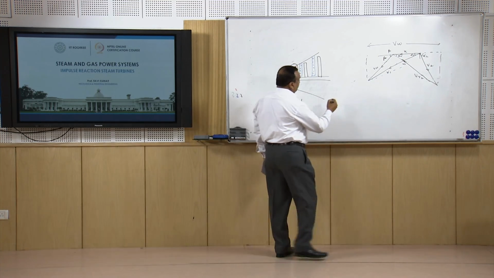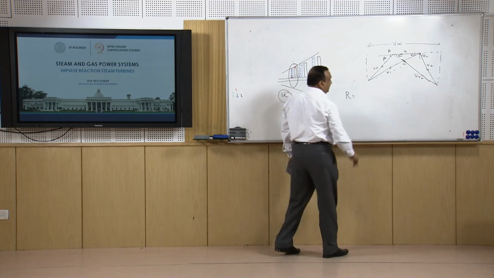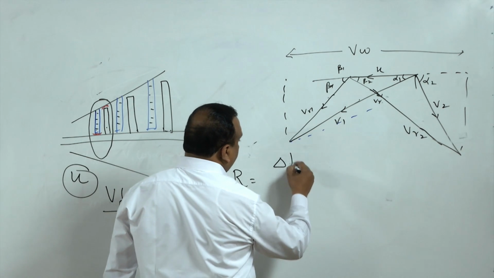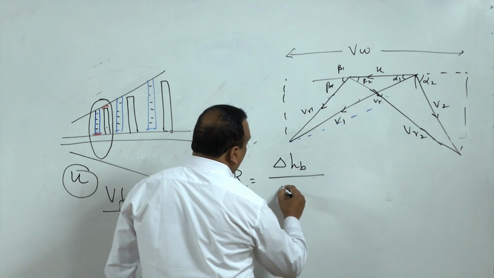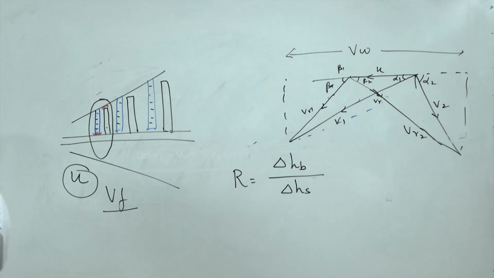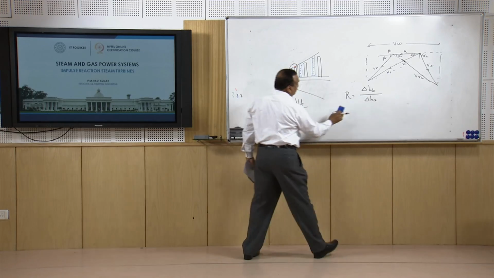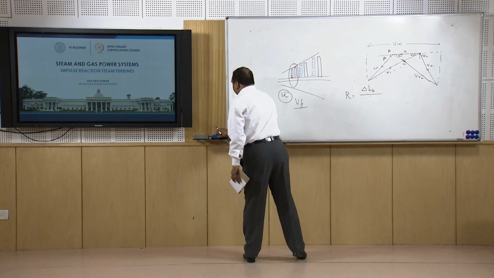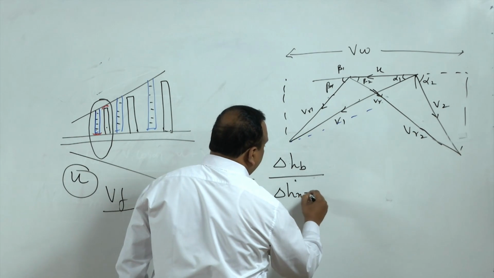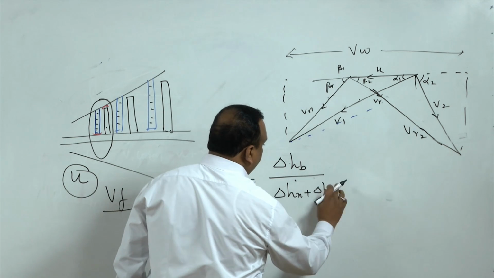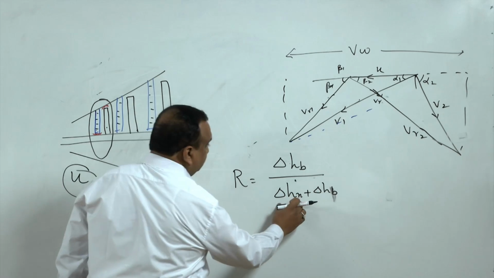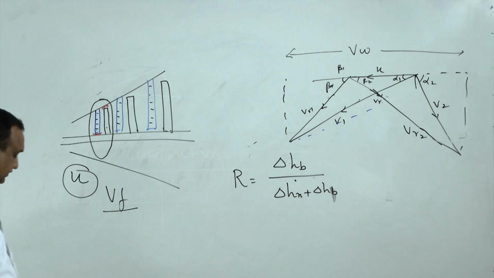So, there is a term degree of reaction. Degree of reaction is the enthalpy drop in rotating blades divided by the total enthalpy drop in a stage. A stage means a row of fixed and moving blades. So, we can always write the degree of reaction as delta H B divided by delta H n plus delta H B, the enthalpy drop in nozzles and the enthalpy drop in blades.